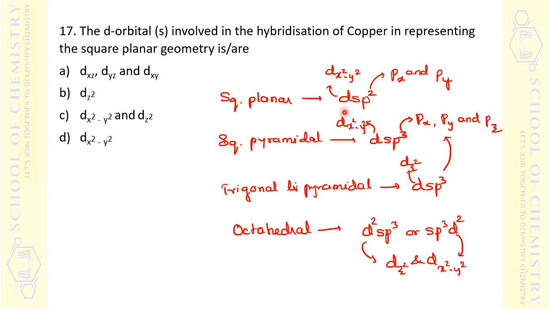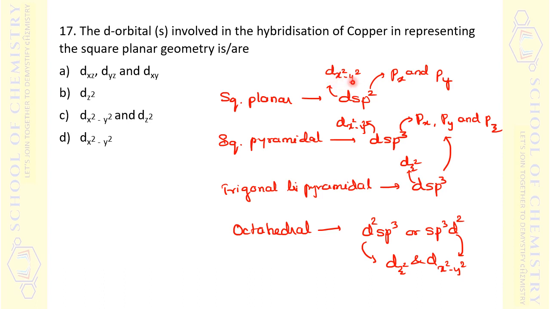So always remember, square planar means the bonding will happen in the x and y axes. Whichever orbitals are oriented in the xy axes will participate in bonding. So the d orbital which has lobes in x and y direction is dx square minus y square. You should know this. dxy is not along the x and y axes, it lies in between the axes.